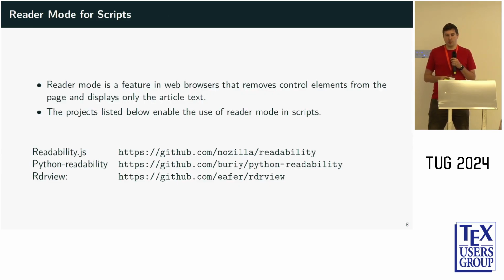So there are several projects for the reader mode on the command line. One of them is for JavaScript, then for Python, and the last one, Readability, is a C command that's portable and it's really fast. So I tried all of these, and then I finished with this C library, which can be easily used from Lua and LuaTeX.